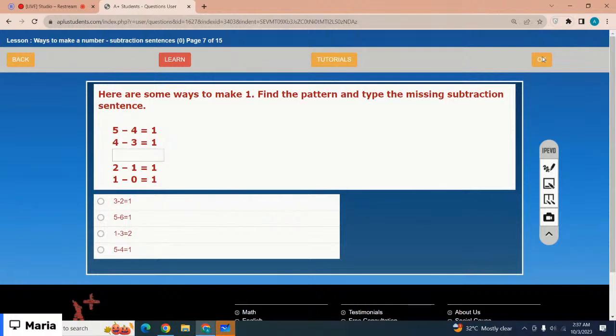Here are some ways to make 1. Find the pattern and type the missing number. So how do you make 1? It would be 3 minus 2 equals 1, option number 1 is the correct option, right? 3 minus 2 equals 1.